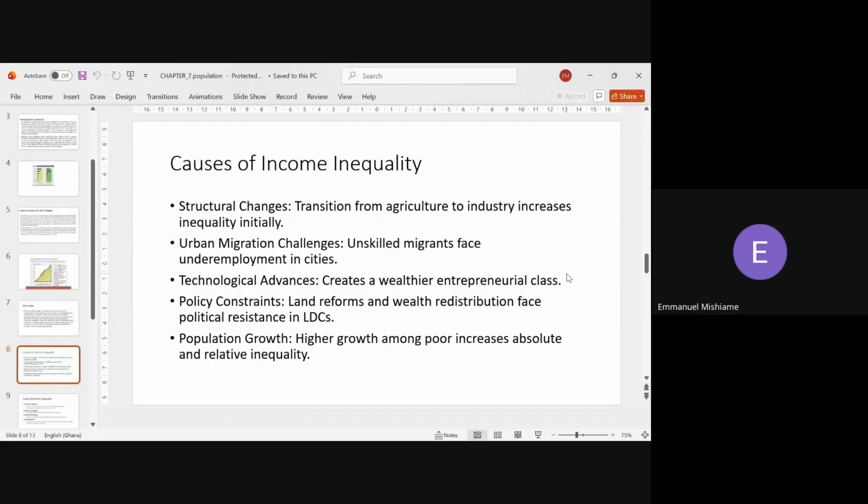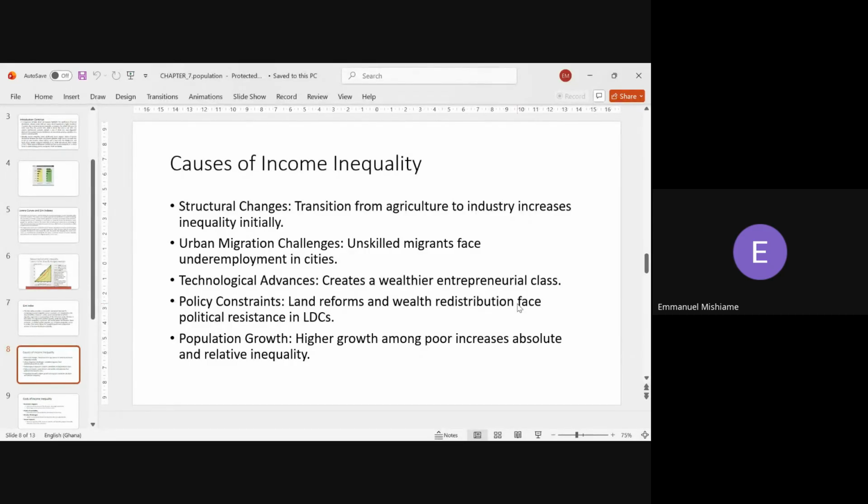The third one is the technological advances. Now this creates a wealthier entrepreneurial class. Now, let me ask you a question. Which people in a country are more able to adapt better to technological changes? Definitely, it would be the upper class or the rich people, quote unquote. Okay, because these people have been exposed to these things over time, and therefore their ability to adopt and adjust to these changes is higher. And the more they make use of these technological advances, the richer they will get.